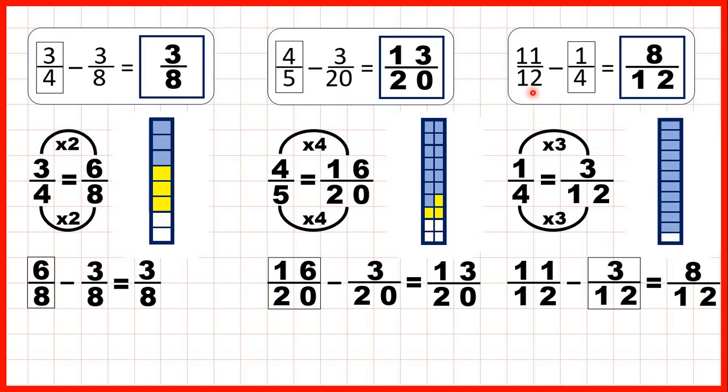Then we started with 11/12. We needed to take away 1/4, but 1/4 is the same as 3/12. You can see if we shade the fraction bar, 1/4 is yellow, and that's the same as 3/12. So what we were left with is the 8/12 that we have left in blue.